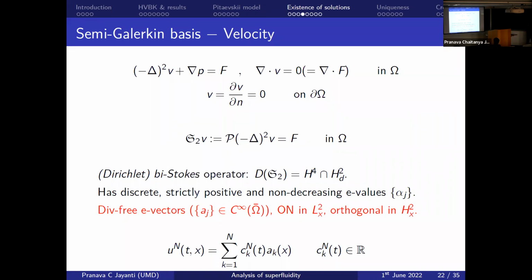Okay. We can show that this operator here has a discrete, strictly positive, and non-decreasing eigenvalue spectrum. And most importantly, it has a sequence of divergence-free eigenvectors, which are smooth in the domain, orthonormal in L2, and orthogonal in H2. So we use this sequence of eigenfunctions A sub j to form a finite dimensional linear combination with some time-dependent coefficients. And this becomes our approximate velocity. And because this has the required boundary conditions, this would also have the required boundary conditions. Okay, this is how we impose the extra boundary condition for the velocity.